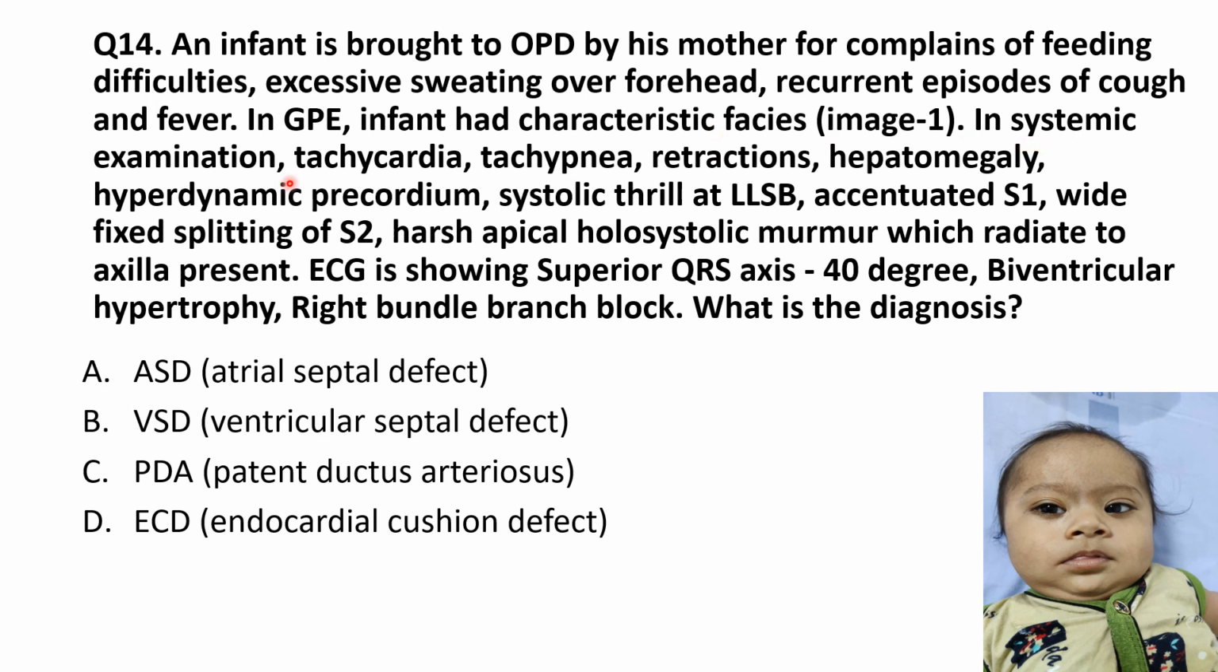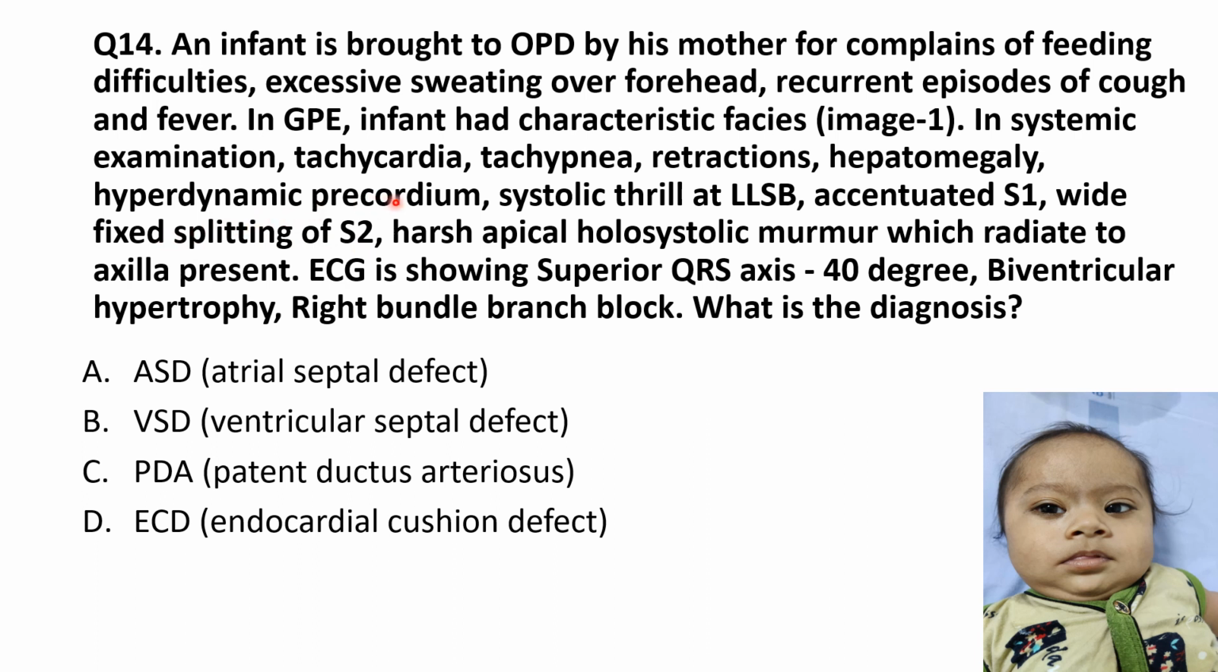Now in systemic examination, the patient has tachycardia, tachypnea, retractions, hepatomegaly with hyperdynamic precordium, systolic thrill at the lower left sternal border, accentuated S1, wide fixed splitting of S2 and a harsh apical holosystolic murmur which radiates to the axilla. So let's go one by one. Tachycardia, tachypnea, retractions and hepatomegaly can be because of congestive heart failure. So the patient has signs of CCF.